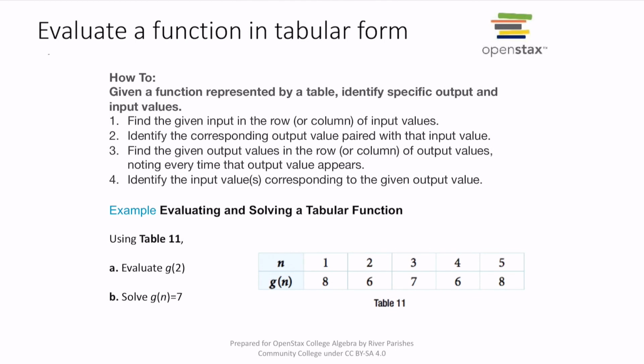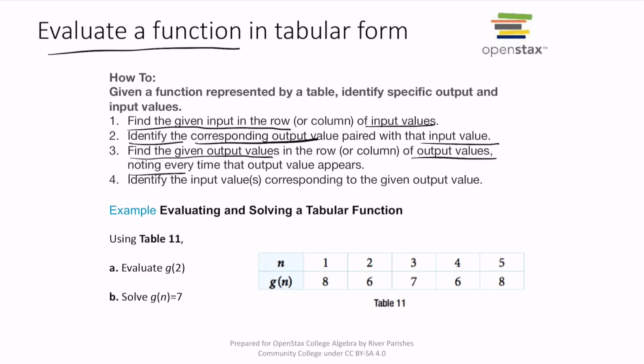Next, how do you evaluate a function in tabular form? When you have a table, how would you find the value? First, find the given input in the row or column of the input values. Second, identify the corresponding output value paired with the input value. Third, find the given output value in the output values, noting every time the output value appears. And number 4, identify the input values corresponding to the given output.